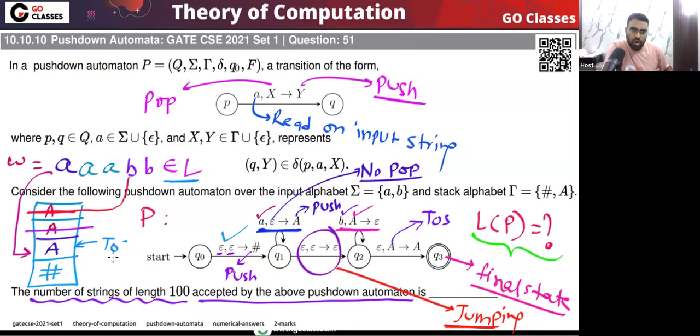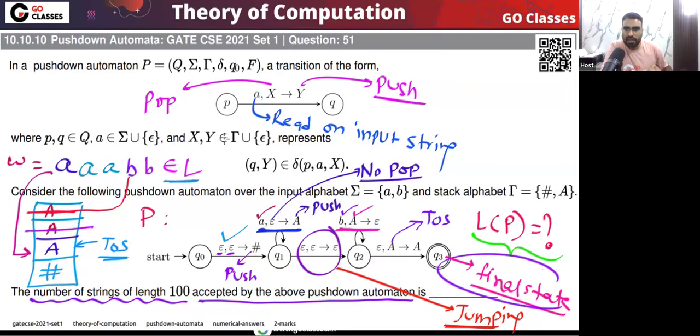Yes or no? On top of the stack there is A. So what can I do? I can take this transition without reading the input string. On the input string, we are not reading anything. So without reading anything on the input string, the top of the stack must be A. Then we will go to the final state.